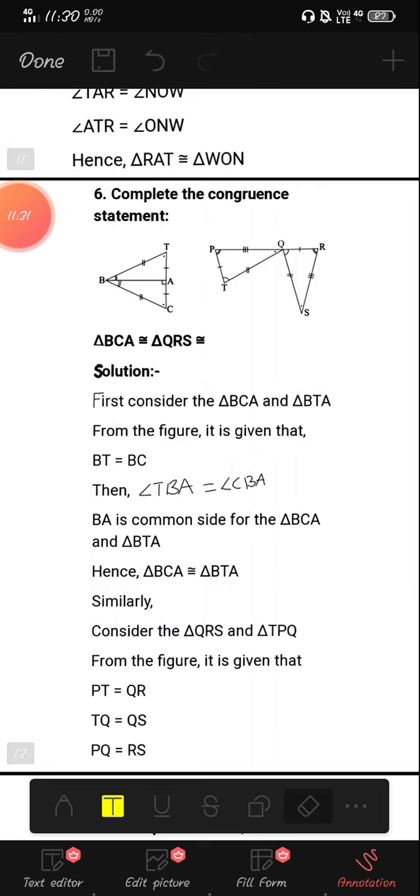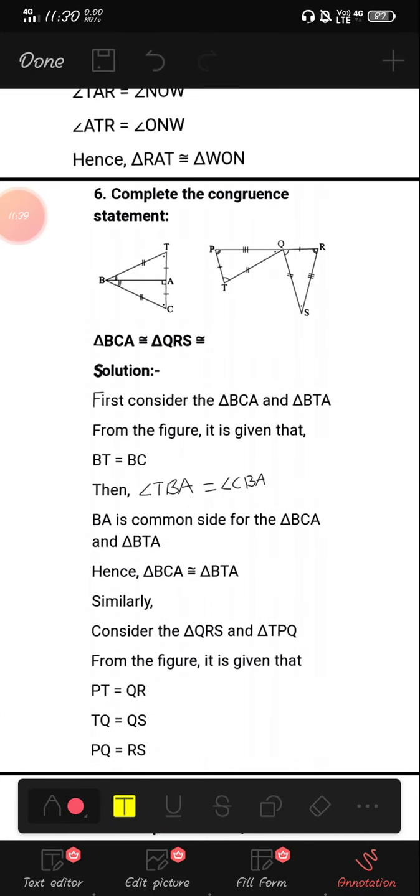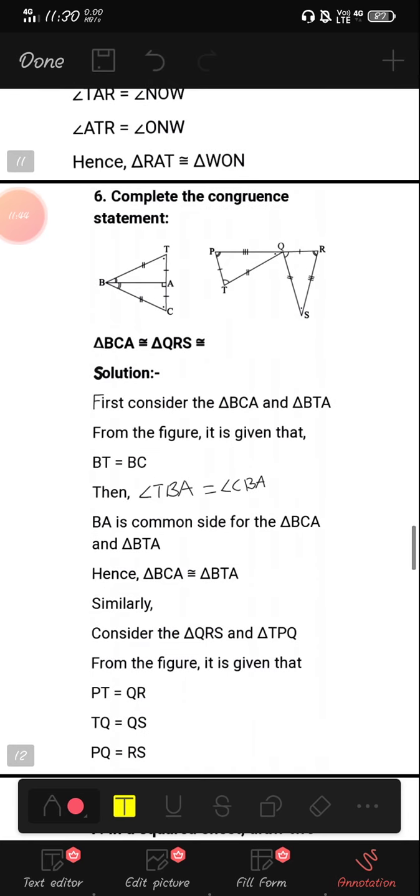Okay, now complete the congruence. Question number 6. Here we are given four triangles and they have told us about two triangles that these two are congruent, and we have to write about the other two. So we can see from the diagram that it is given that triangle BCA is congruent to triangle QRS. So first we will consider triangle BCA.